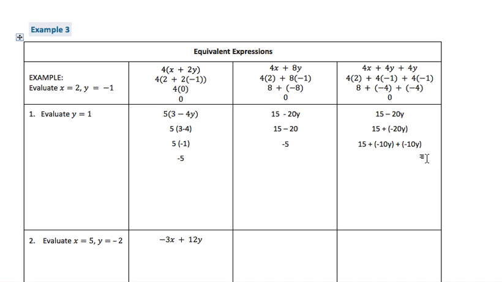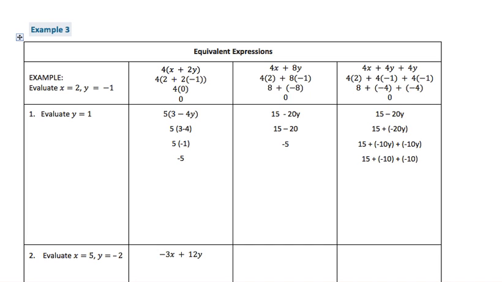And then our final expression, which certainly does look more complicated, would be 15 plus negative 10 times y. Y is 1, so that's negative 10. Plus, again, negative 10. And if we add 15 and negative 10 and another negative 10, we would get negative 5.